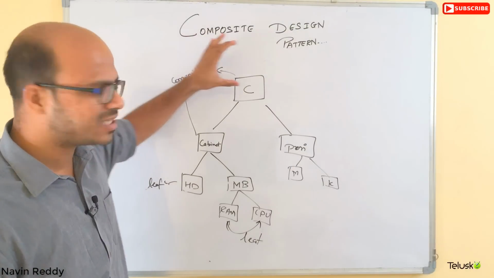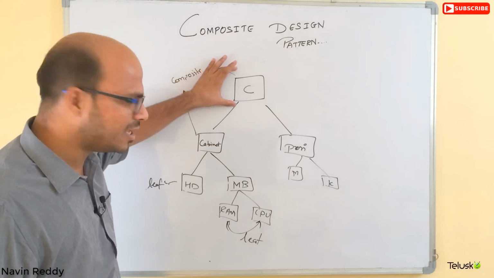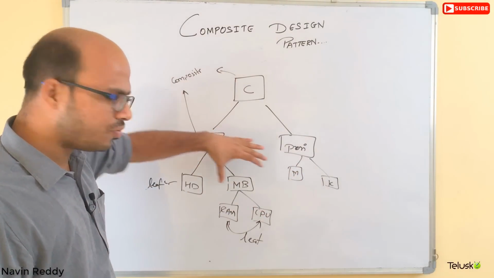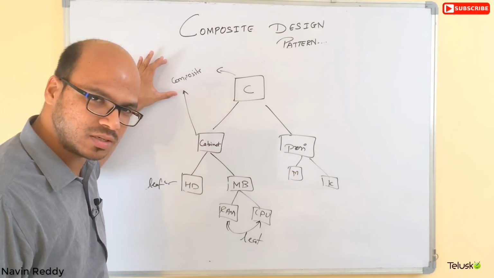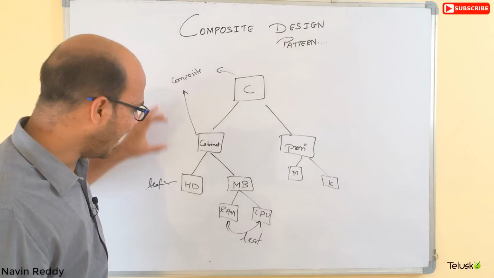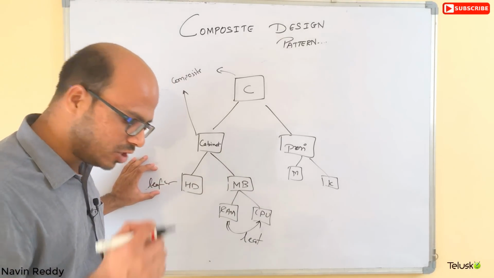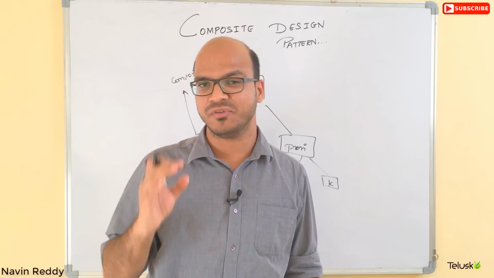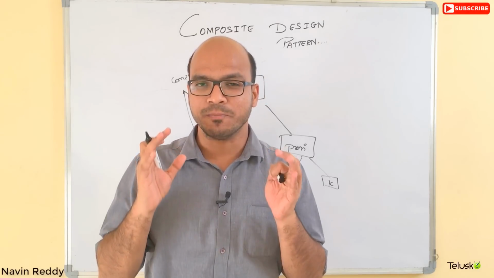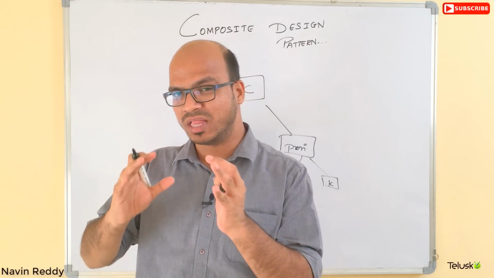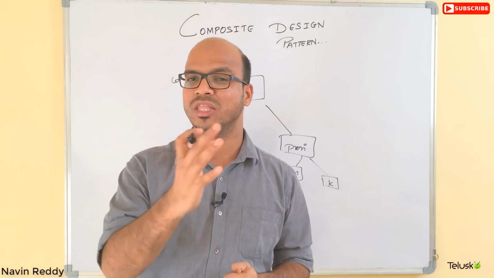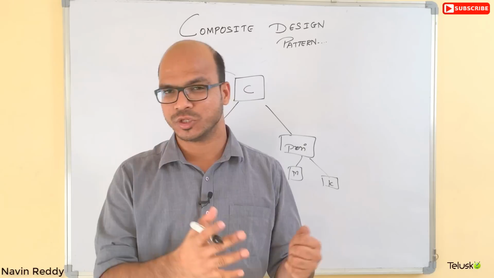So what is this composite design pattern? A composite design pattern has a tree structure where you can have a composite object which can have multiple objects, and you can have a leaf object. Now the funda here is, if you can perform certain operations on a leaf node, let me repeat, if you can perform some operation on a leaf node, the same operation needs to be performed on the composite object or composite node.